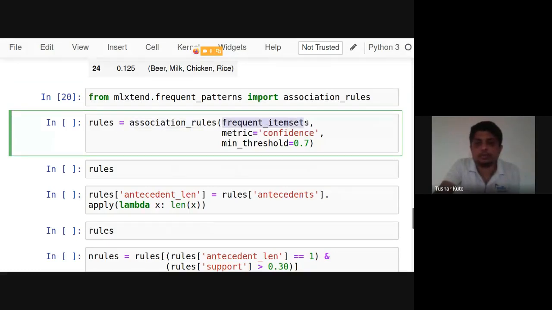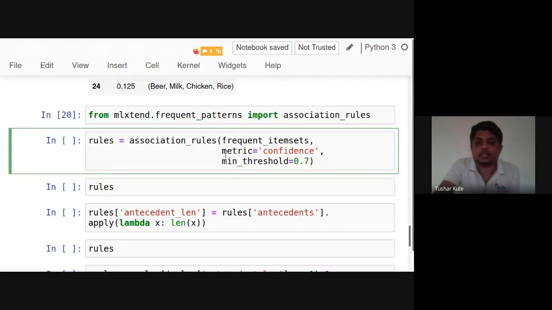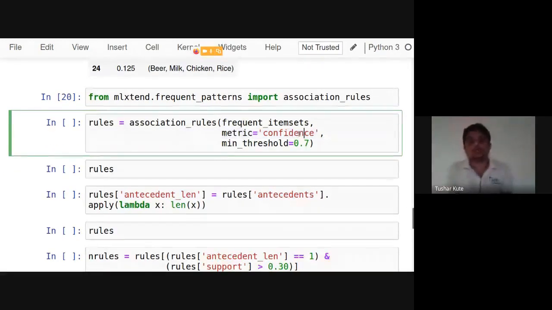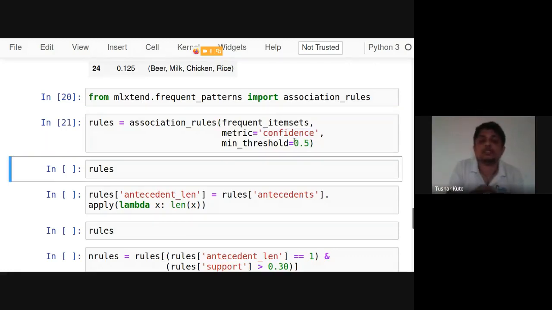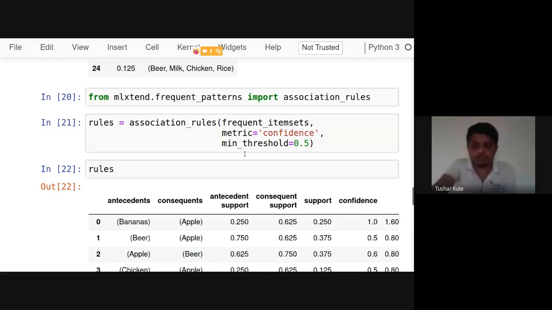So how is it done? rules equals association_rules. Here the frequent item sets are given as the first parameter. Then we provide the metric. What's the confidence level? It means you have to generate rules, but each rule should have a minimum confidence level, let's say 50%. The metric is confidence, and the minimum threshold is 50%. Now check out the rules. They are there.